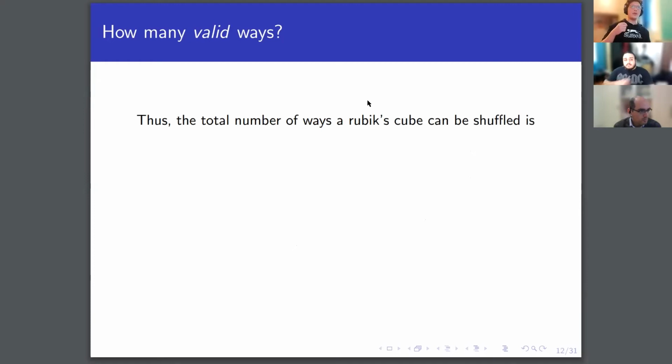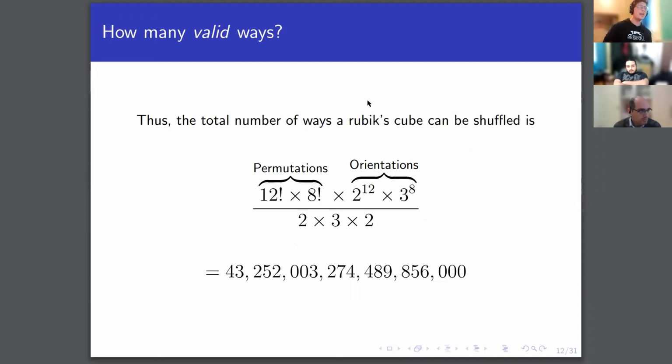So if we recall the expression that we got earlier, 8 factorial times 12 factorial times 2 to the 12 times 3 to the 8th, divided by 12, we would get 43 quintillion, which is the real number of ways that we can actually validly reconstruct a Rubik's Cube. So this is kind of half of my talk regarding combinatorics and why we have such a large number of distinct configurations. This is the number of distinct ways in which we can arrange a Rubik's Cube through traditional moves, so to speak.